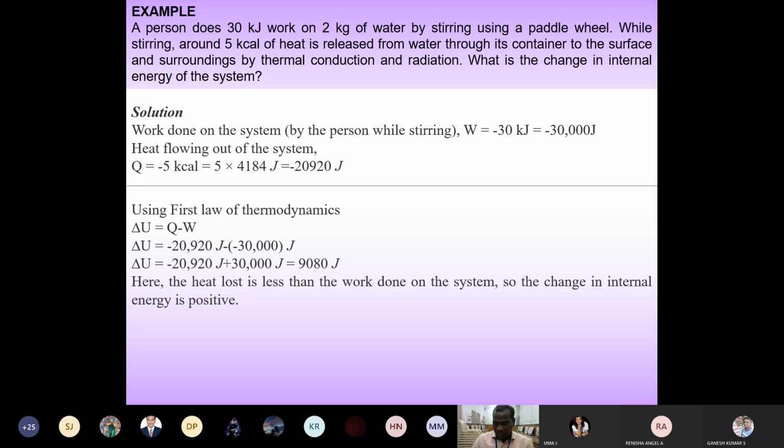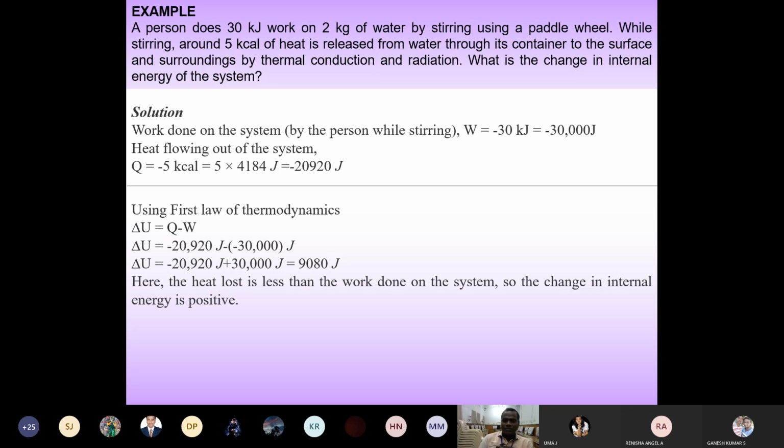So we can use the first law of thermodynamics to solve this problem. Just read the problem. A person does 30 kilojoule work on 2 kg of water by stirring using a paddle wheel. By stirring, around 5 kilocalories of heat is released from water through its container to the surface and surroundings by thermal conduction and radiation. What is the change in internal energy of the system?